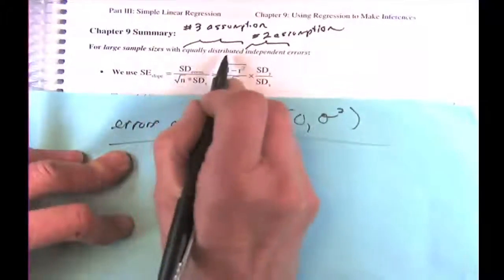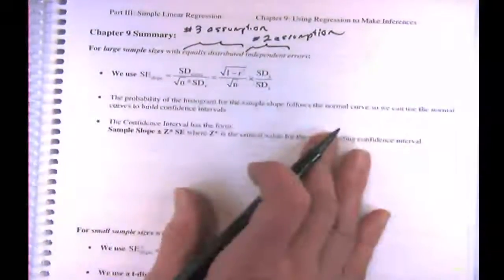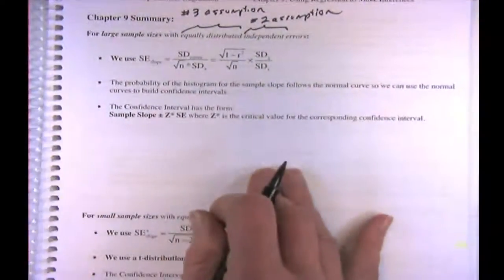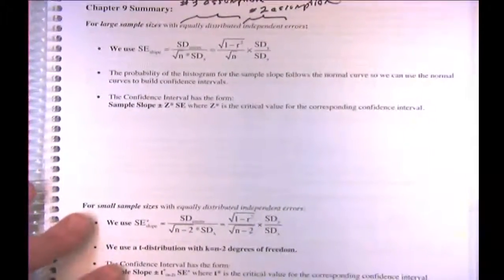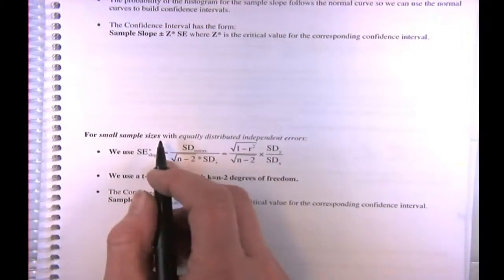Okay, so equally distributed independent errors. And that's for large samples, you're fine. You compute the standard error, and then we build confidence intervals using the z-curve, like I just showed you, right? Or the t-curve or the z-curve, right? The z-curve here, sorry. Now, for small sample sizes, this is where we need all of those assumptions.